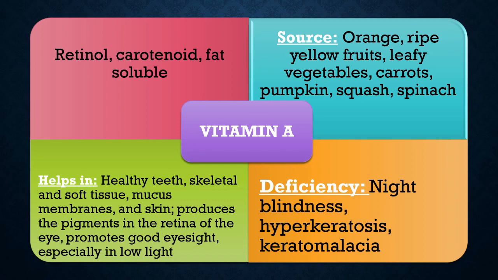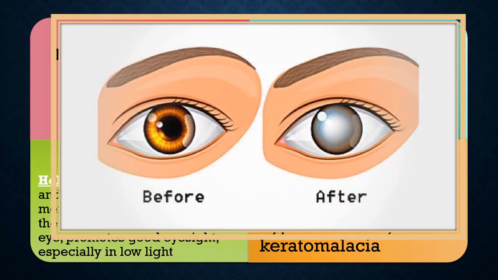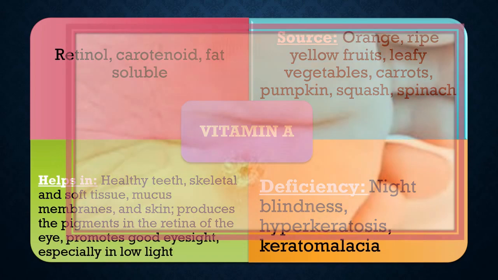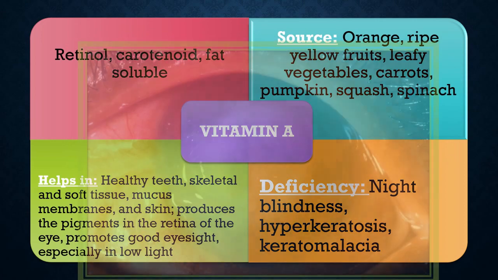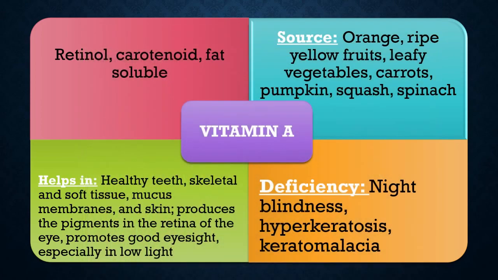Deficiency of vitamin A leads to various conditions. The first one is night blindness. It is an inability to see in low light. You can see the condition of the eye before and after night blindness. The second is hyperkeratosis. It is thickening of the skin, especially in the foot. Wherever the skin is already thick, it will lead to more thickening of the skin. Then a condition called keratomalacia. It is drying and clouding of the cornea. It will hinder the eyesight. All these happen due to deficiency in vitamin A.